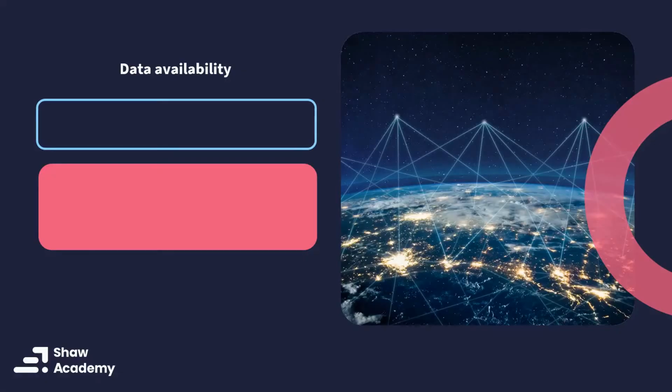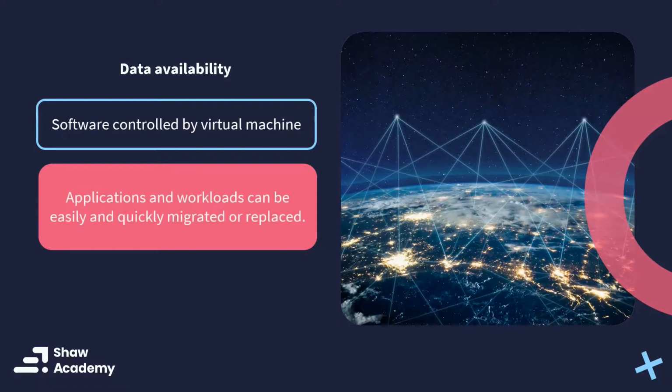Another key benefit is the availability of data in a hyper-converged infrastructure. A hyper-converged infrastructure is mainly controlled by software in the virtual machine, running in the same cluster on a network. If one server hosting a virtual machine goes down, features like VMware High Availability restart the virtual machine on another server and assure the availability of those virtual machines. Applications and workloads can be easily and quickly migrated or replaced as all the infrastructure runs under one software control.